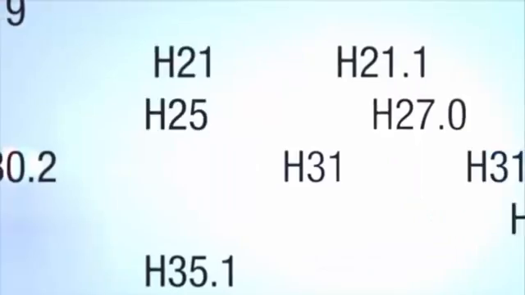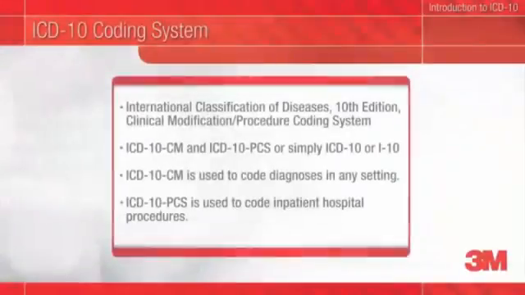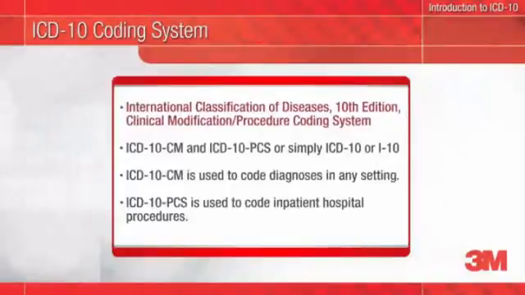2015. Now that we have covered some of the basic facts about ICD-10, let's spend a few minutes talking about the structure of ICD-10 itself. The official name of the ICD-10 coding system in the United States is the International Classification of Diseases, 10th edition, Clinical Modification Procedure Coding System, which is usually referred to as ICD-10-CM and ICD-10-PCS. Because even that is a mouthful, some will simply say ICD-10 or I-10.